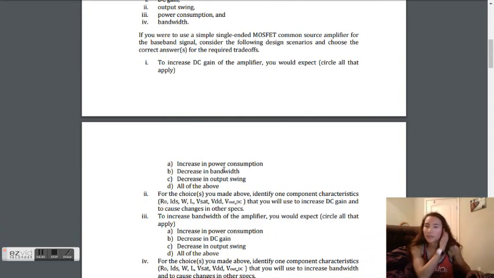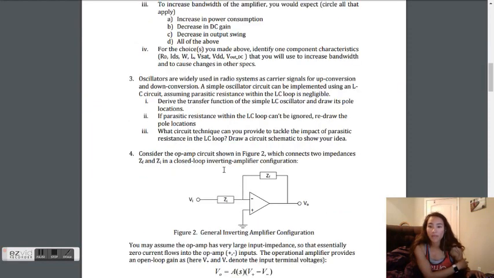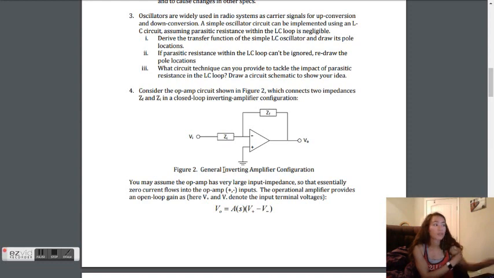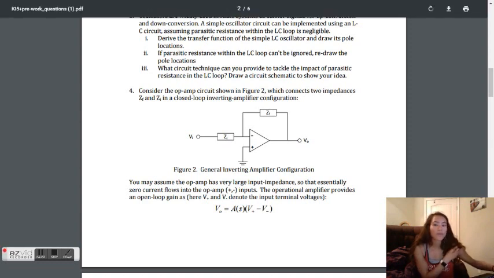So I'm going to actually skip question 2 just because I feel like it's not that important and I don't think I'm going to have enough time to answer it. So I'm going to skip straight to question 3.